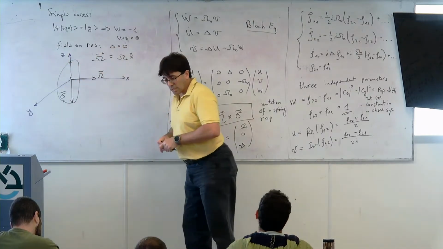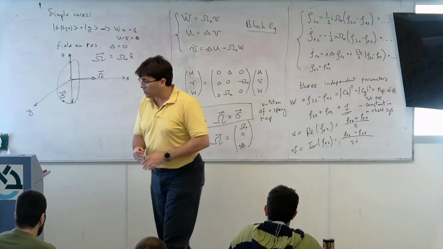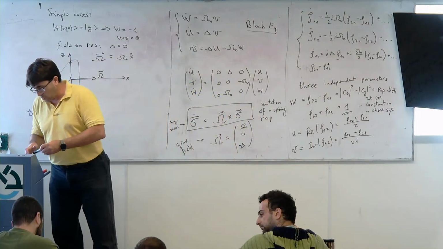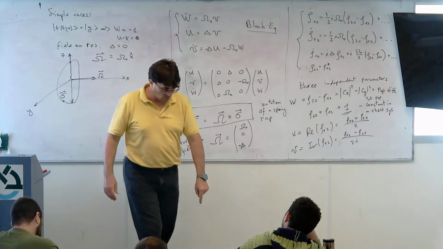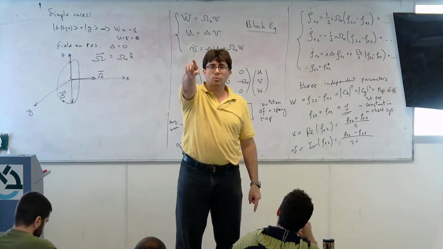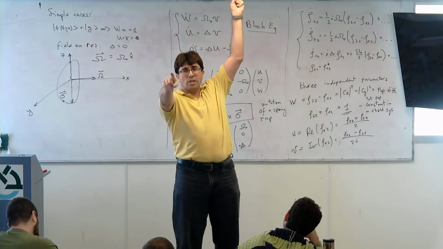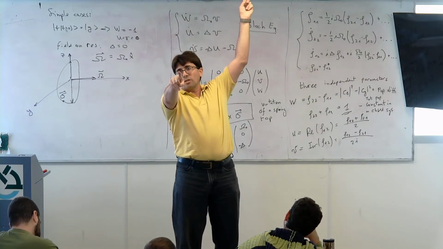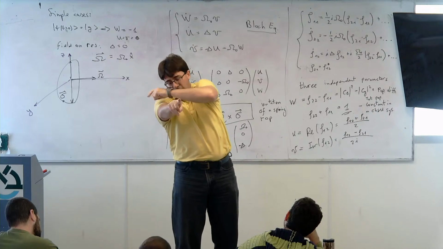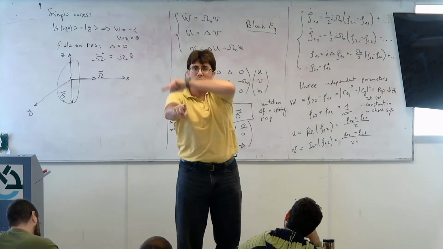So now we can understand what happens is that we are rotating around the field. Okay? So if the field is this way and my state is that way, so after half a cycle I'm completely up. Full population inversion. And then after another half a cycle I'm back down. And I can continue this.